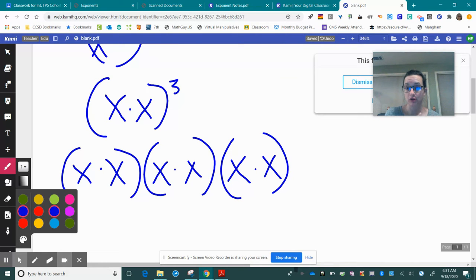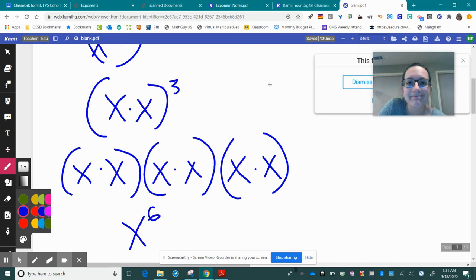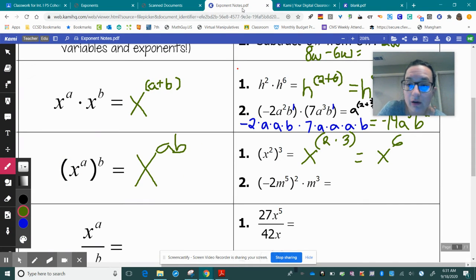That's all multiplication, whether it's dots, parentheses. How many x's do we have? 1, 2, 3, 4, 5, 6. So we have x to the 6th power. Ta-da! So make sure if you're getting stuck, break it down, draw it all out. It helps.